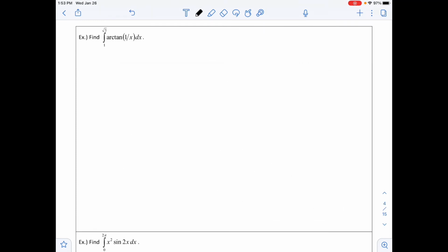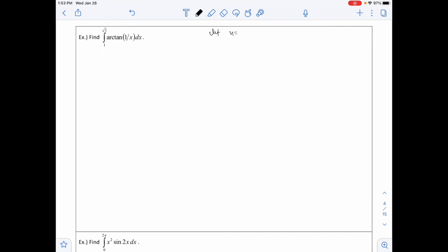The problem at the top of the next page says find the integral from 1 to the square root of 3 of arctangent 1 over x dx. So first thing I notice is that I am unable to integrate this, and I am stuck on using u sub. So definitely I'm going to try integration by parts.